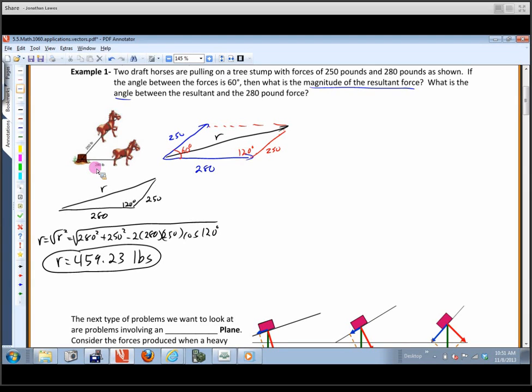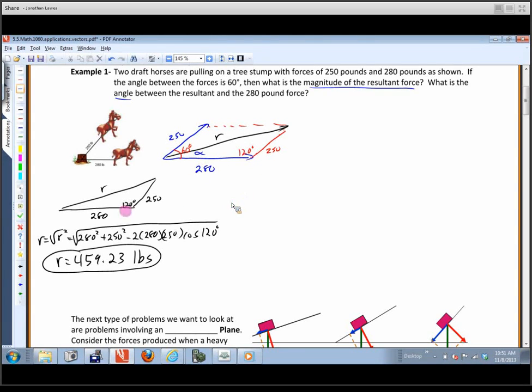Now, the other thing it asked for, after the magnitude of the resultant force, we've got that, is the angle between the resultant and the 280-pound force. So here's the 280-pound force. So what they want is this right here. They want that angle. And it's important to make sure you read the question and know which force they want us to find the angle with. We could find this one up here too if we needed to, but we'll talk about that in just a second. So let's think about how we would do that.